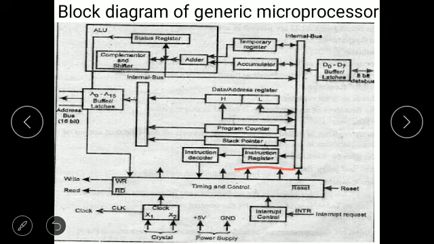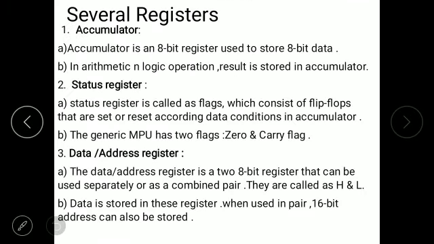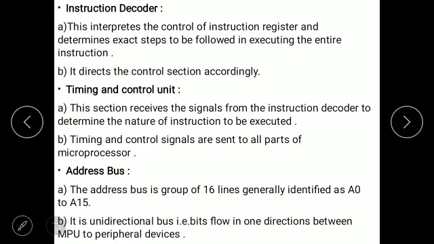Now next is the instruction decoder. See the explanation. This interprets the contents of the instruction register and determines the exact steps to be followed in executing the entire instruction. It directs the control section accordingly. Or we can say the instruction decoder determines the exact steps to be followed and which instruction should be executed after which instruction.